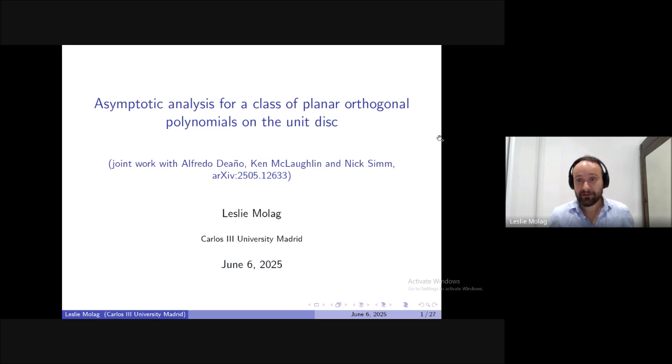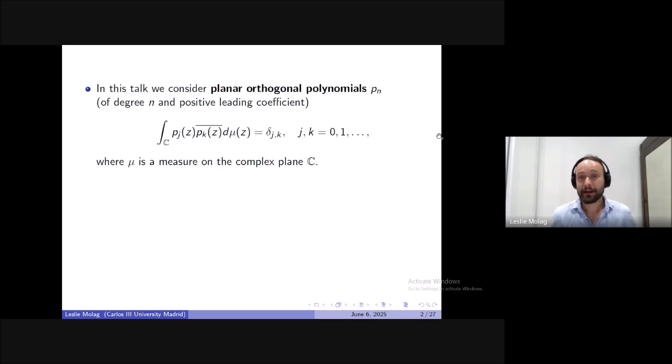I guess a lot of us are familiar with orthogonal polynomials on the real line, but we will be talking about planar orthogonal polynomials. These are polynomials that satisfy an orthogonality relation like the one you see here. These are polynomials P_n of degree n and positive leading coefficient, and the orthogonality is with respect to a measure on the complex plane. That's also why they are called planar orthogonal polynomials.